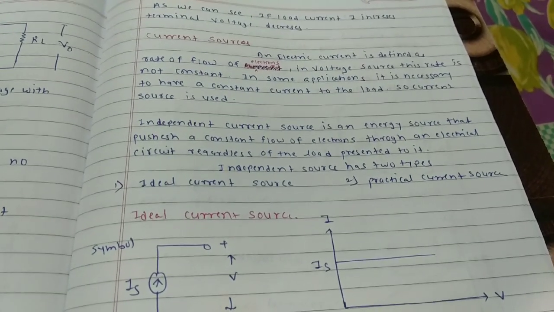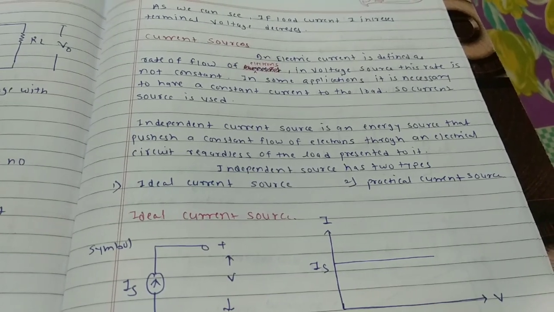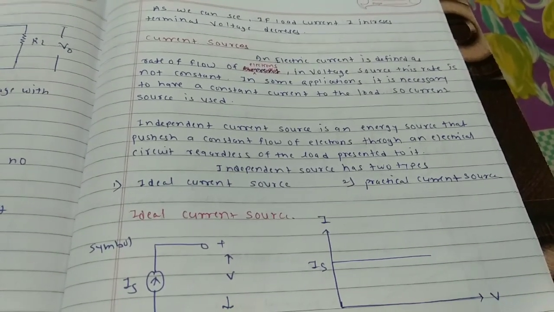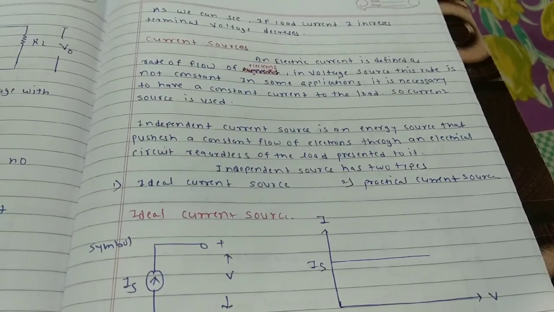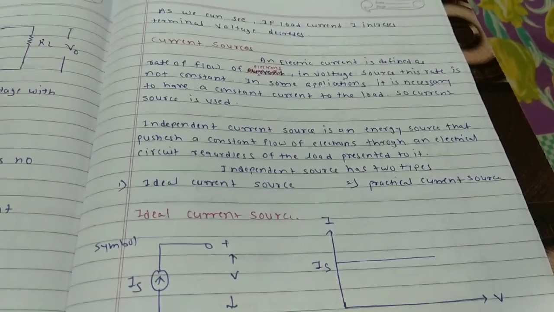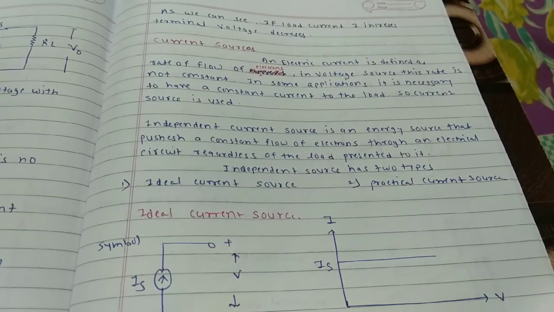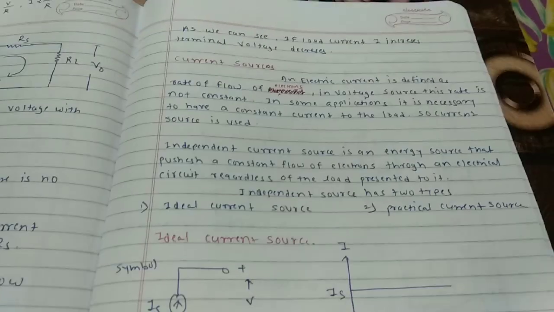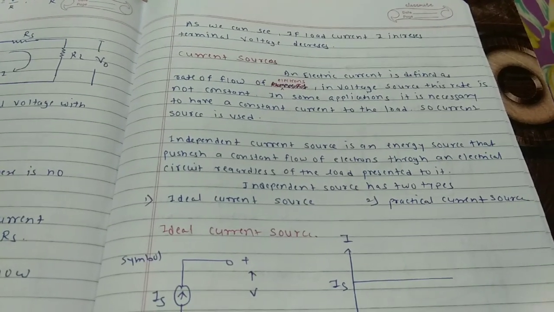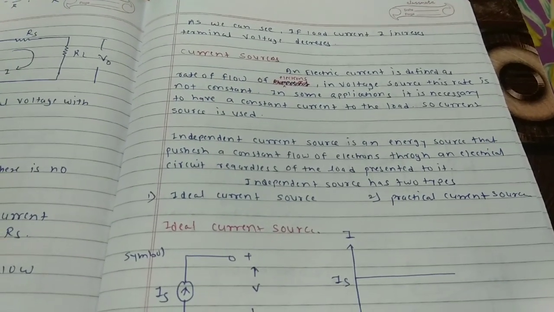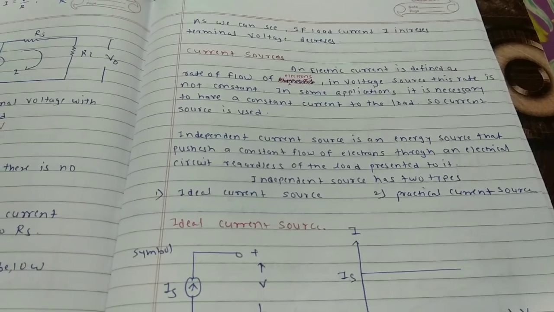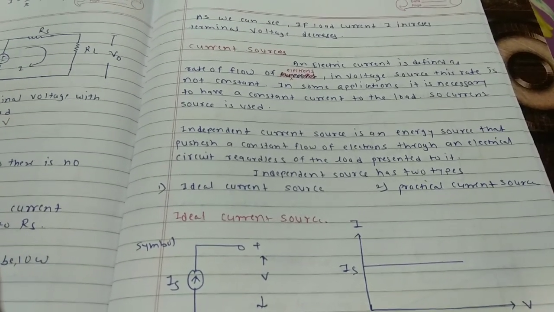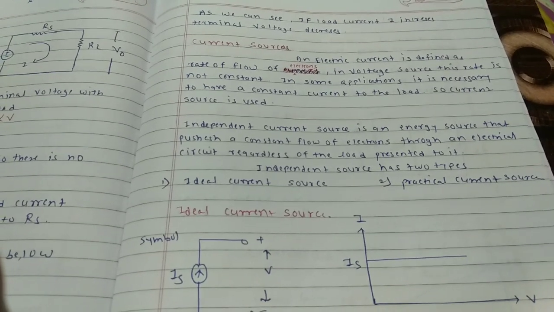An electric current is defined as the rate of flow of electrons. In a voltage source, this rate is not constant, but in some applications it is necessary to have a constant current that is given to the load, so the current source is used. So in a voltage source the current is not constant but the voltage is constant, but where we need a constant current we have to use a current source instead of a voltage source.